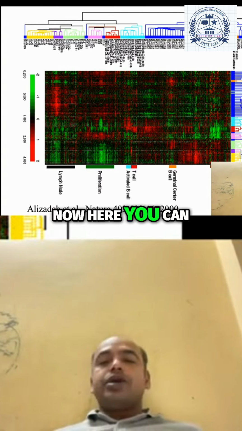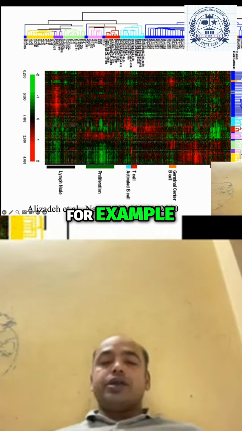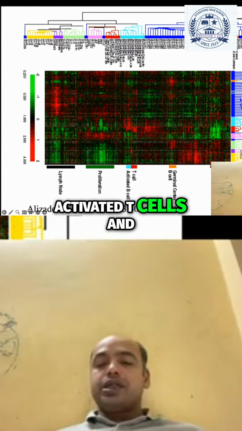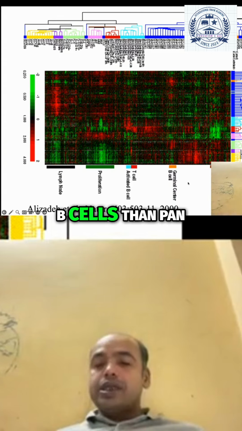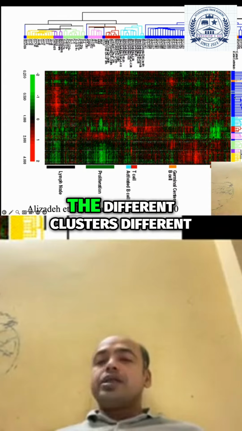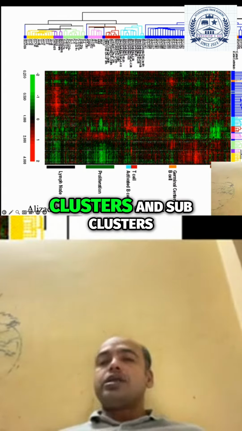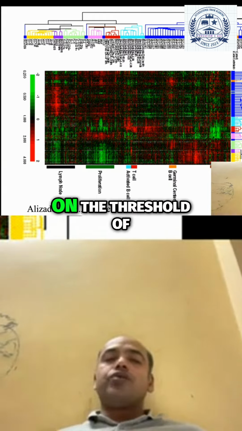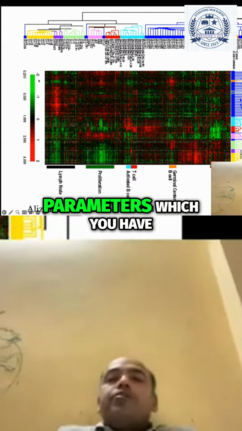Now, here you can see the different groups or clusters that are present. For example, lymph node proliferation, activated T cells, and then germinal B cells, then pan B cells. So you can see these are the different clusters, different subclusters. Here you can also see the clusters and subclusters. For these things, you just need to work on the threshold of these distances or the parameters which you have used for clustering.